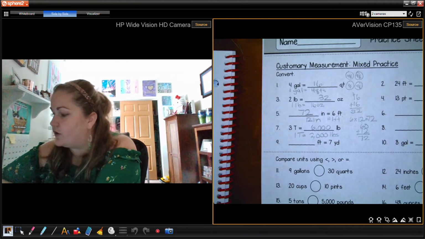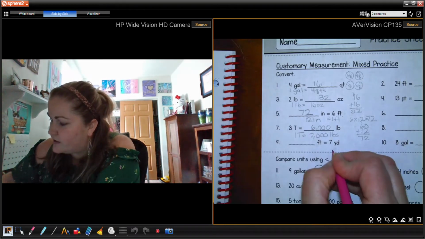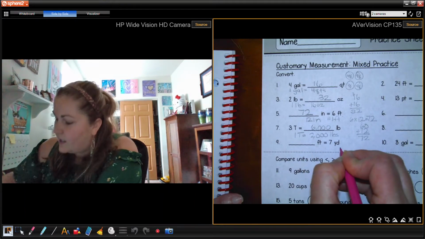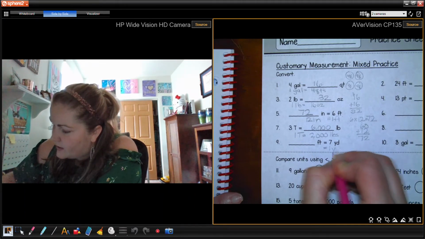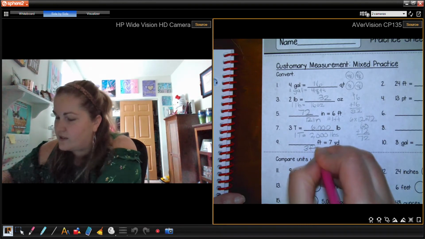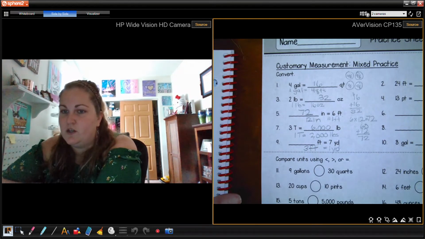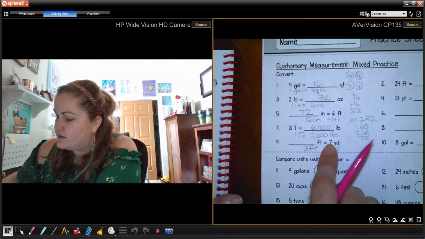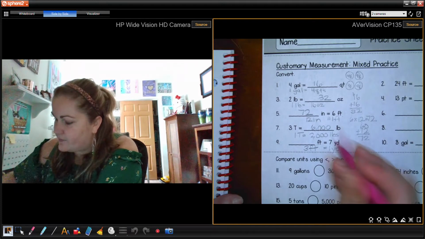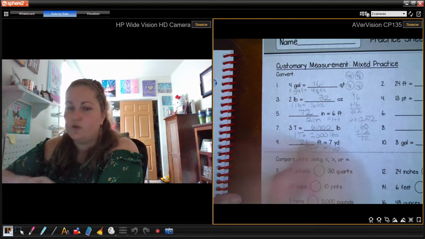Okay, number 9 is asking us to convert between yards and feet. If I go to my reference sheet, 1 yard is 3 feet. So I'm going to make sure I put my 1 yard on the side of my 7 yards and my 3 feet on the side of the feet I don't know. So going from yards to feet, I have to multiply by 3. So 7 times 3 would be 21.